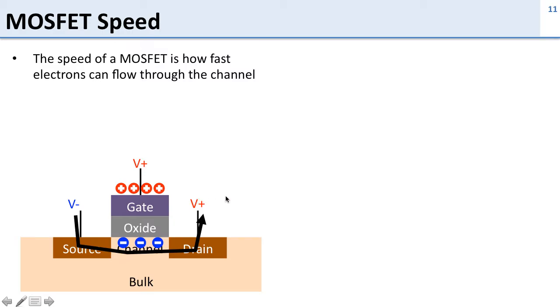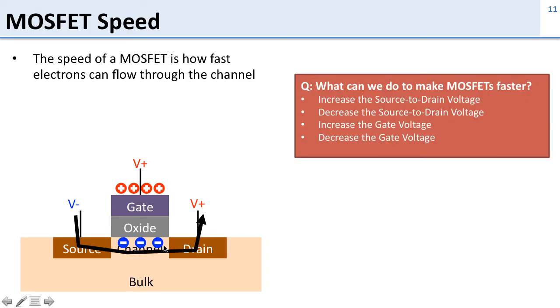All right, what determines the speed of a MOSFET? Well, it's obviously how fast the electrons can flow through here. So if we have a really fast transistor, it means that these electrons can flow quickly from the source drain through the channel. Well, what limits that? So what can we do to make this MOSFET faster?